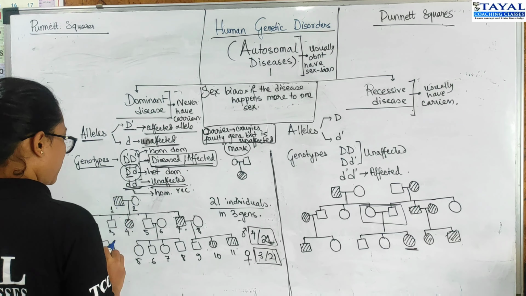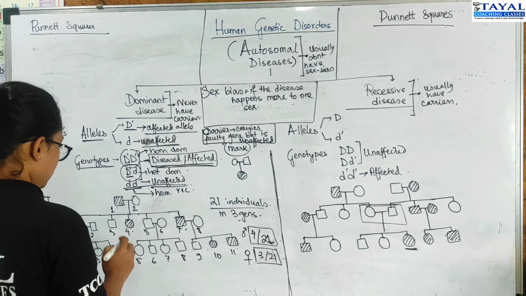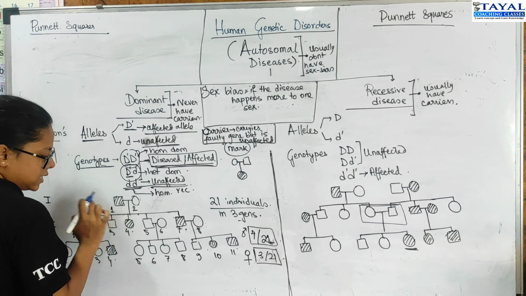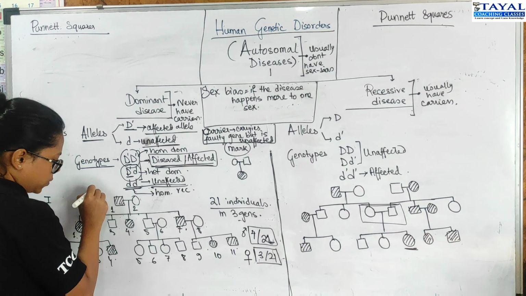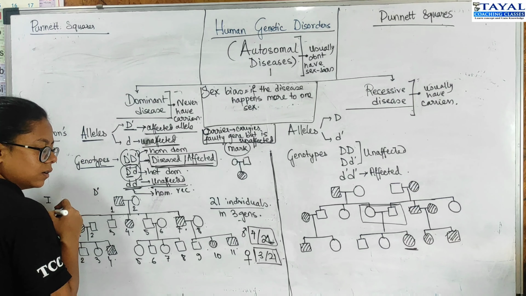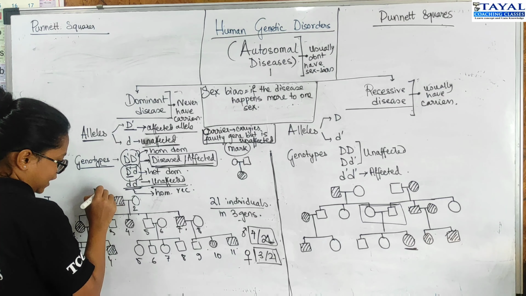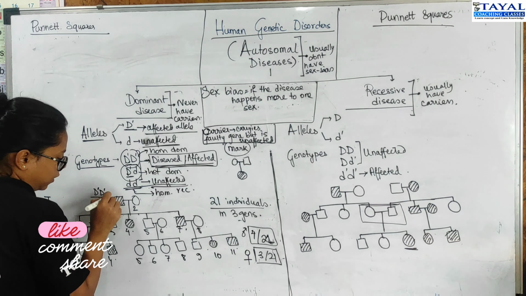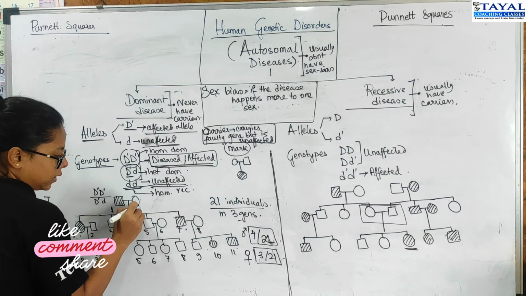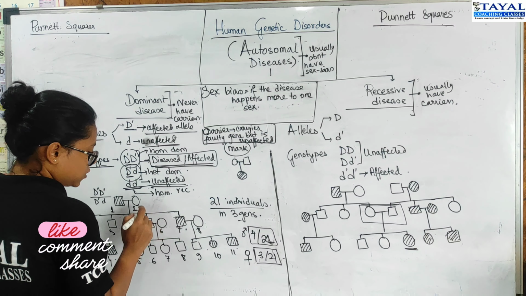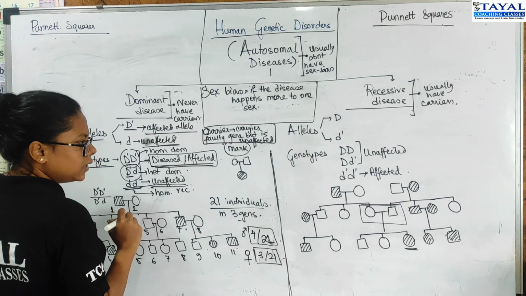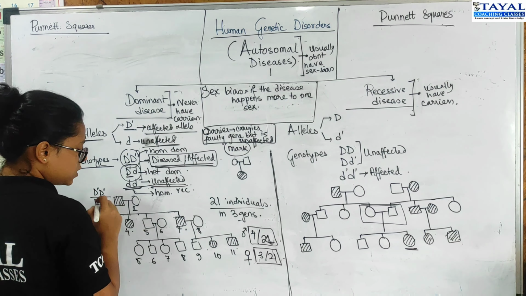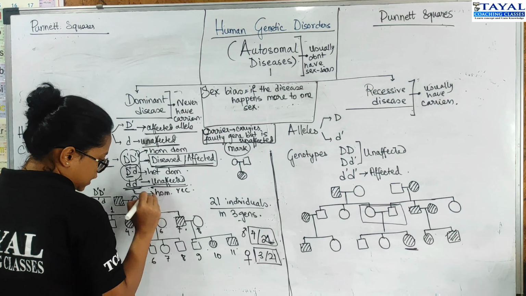Now let's come down to the pedigree and understand what I'm trying to say. This individual is diseased, right? So it will always have a capital D allele with it. Now the next allele can be capital D or it can be small d, right? We don't know which one. This one is unaffected. So it can never have a capital D allele because capital D is the dominant allele. Therefore it will be small d, small d.